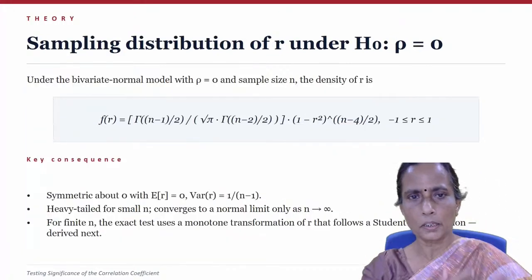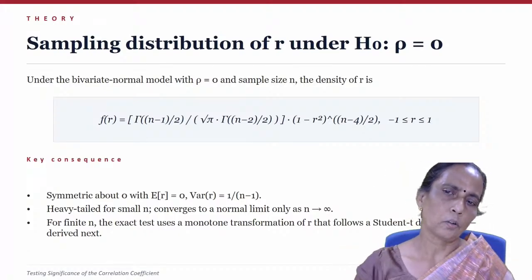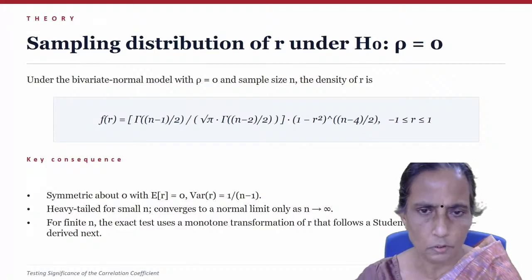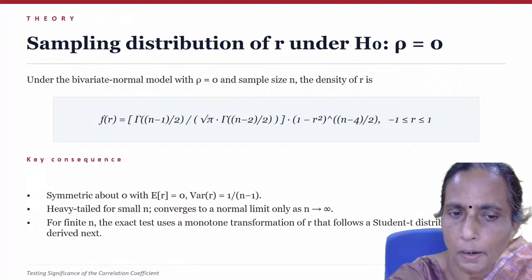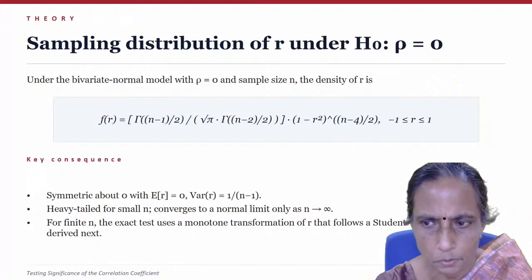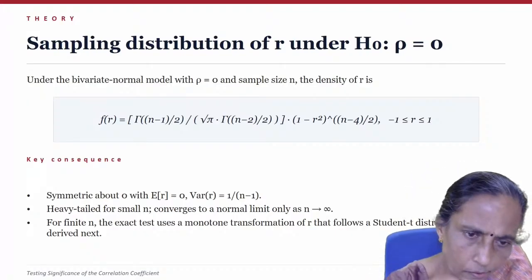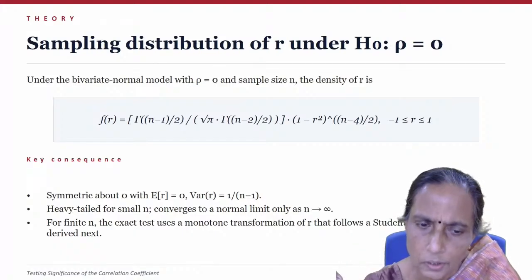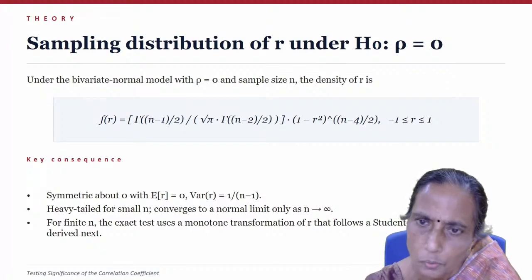That gives us the sampling distribution of R under the null hypothesis, rho is equal to 0. Under the bivariate normal model with rho is equal to 0 and sample size n, the density of R involves the gamma function of n minus 1 by 2. It is symmetric about 0 with expectation of R is equal to 0 and variance of R is equal to 1 by n minus 1.